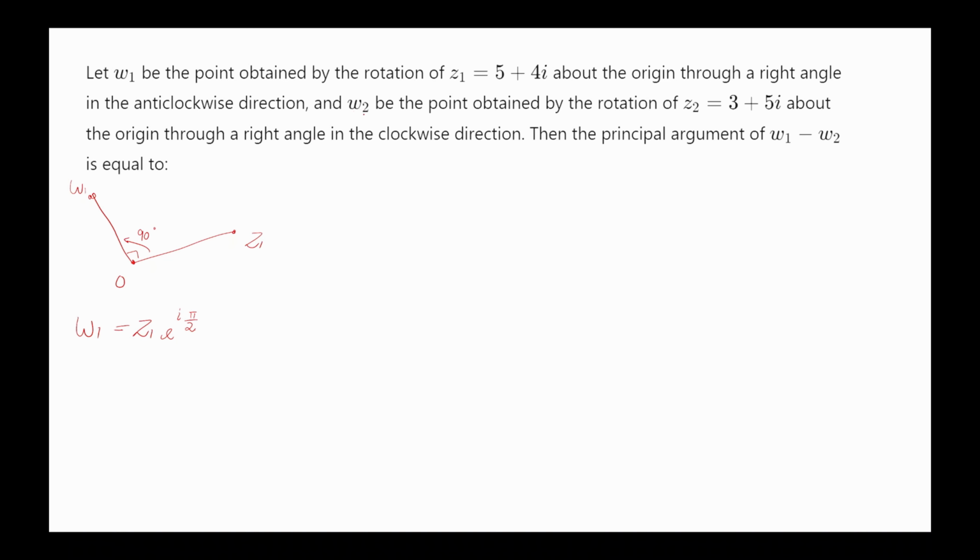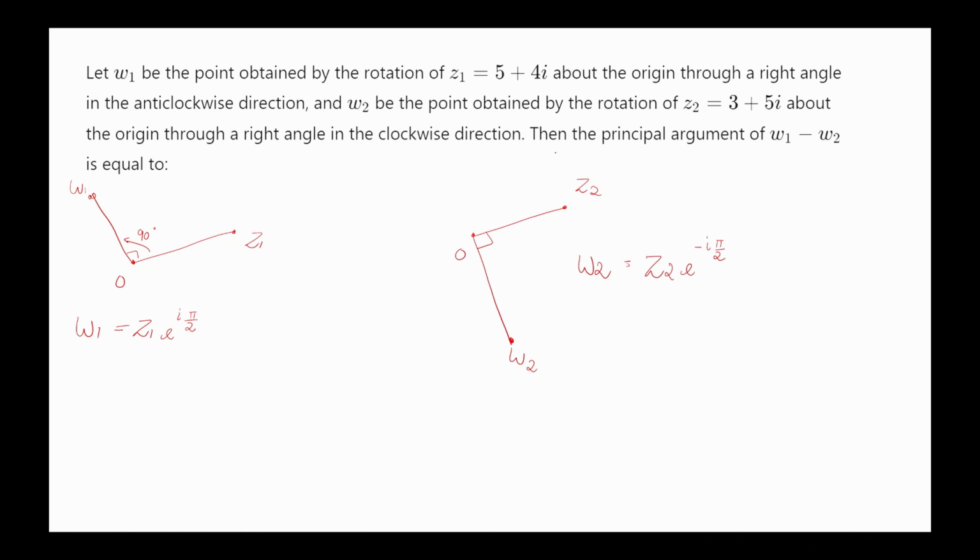Now what have they told us? That W2 is the point obtained by the rotation of Z2 about the origin through a right angle in the clockwise direction. Again we have the origin here, and I have a Z2 here which I've rotated by 90 degrees in the clockwise direction to get W2. So my W2 would simply become Z2 e to the power minus iota pi by 2. Very simple.